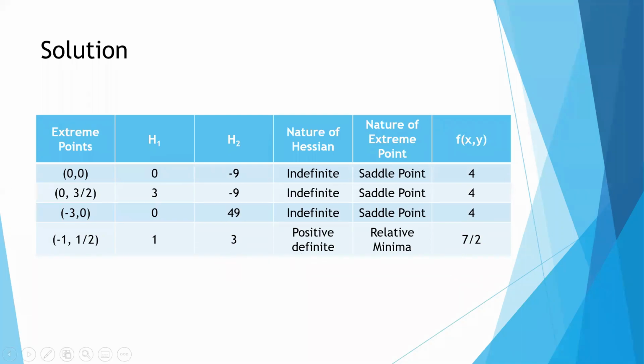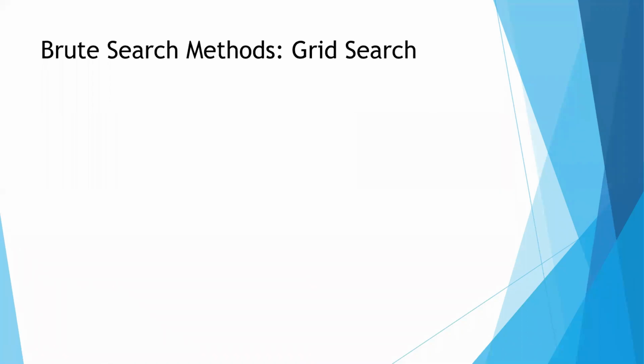All right, so that is about your classical methods. There are a few charts that I'll look at, and after that we can move towards brute search methods, that is grid search. Yes, there are a few charts that I'm going to try.